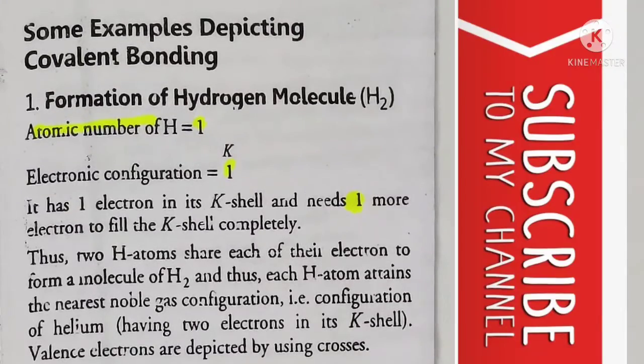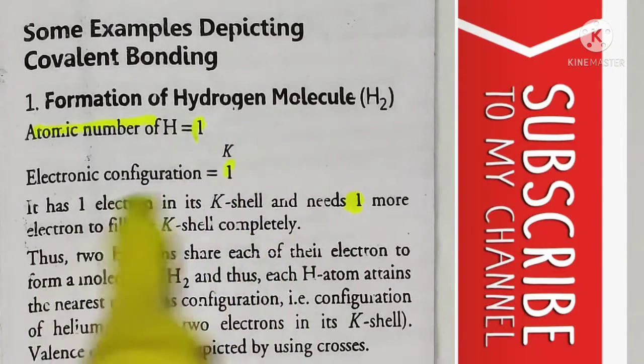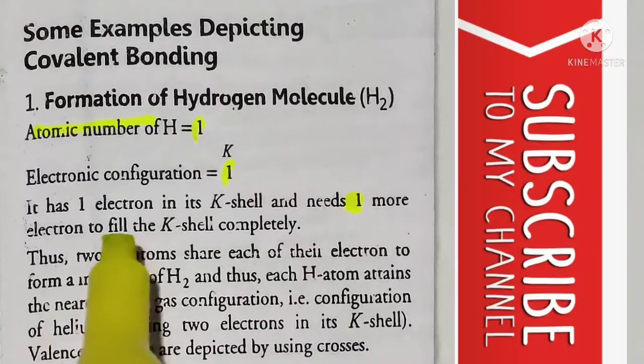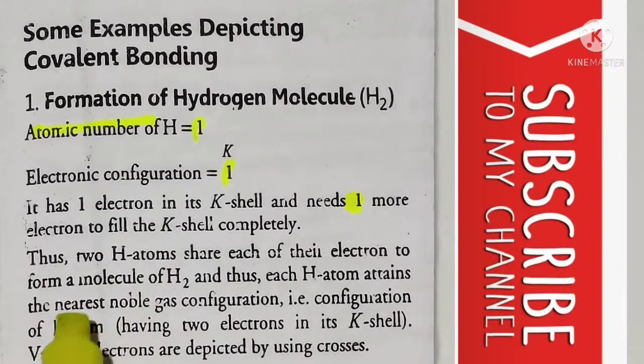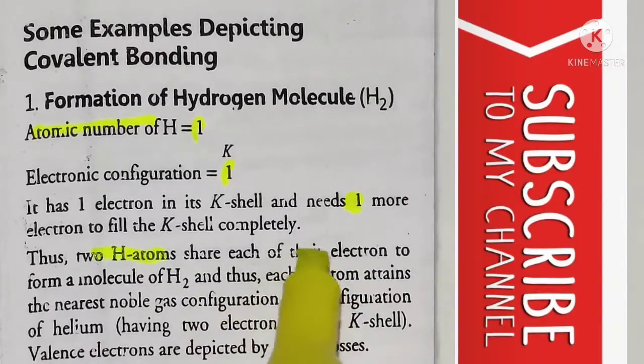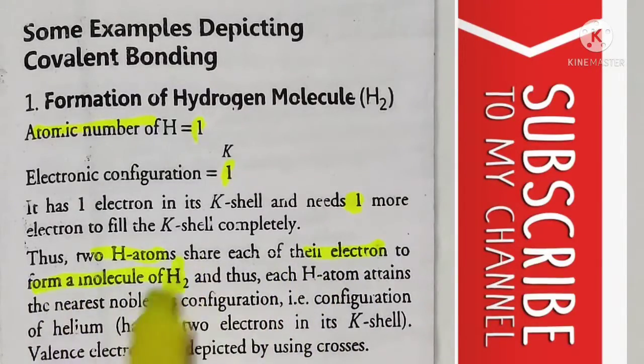Some examples depicting covalent bonding. Formation of hydrogen molecule H2. Atomic number of hydrogen is 1, electronic configuration is 1. It means it needs one more electron to complete its shell. So two hydrogen atoms share each of their electron to form a molecule of hydrogen.